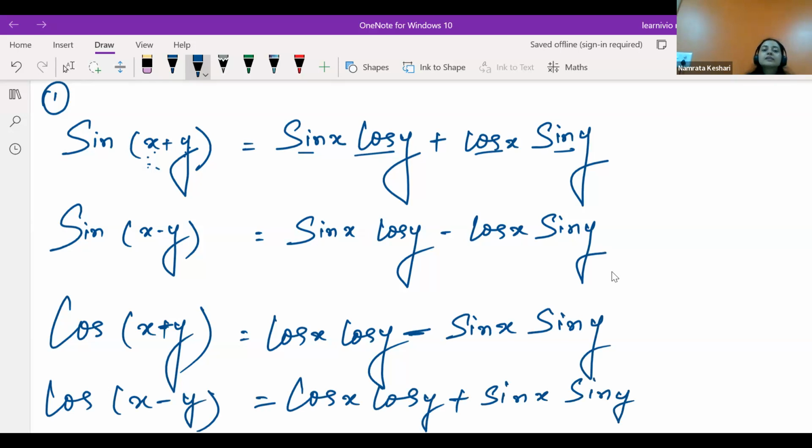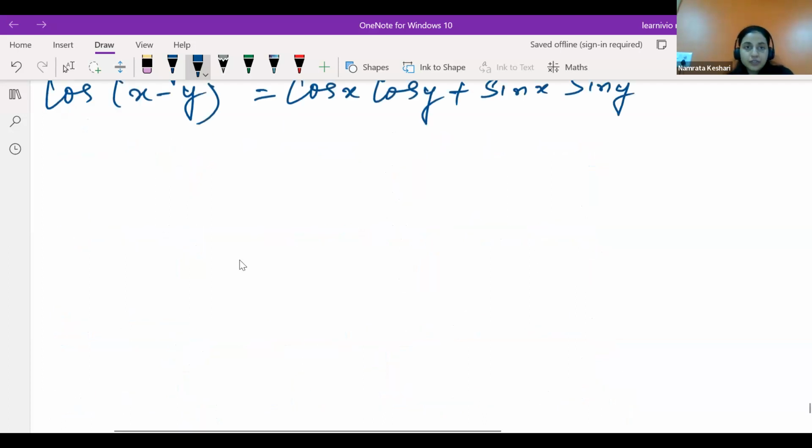Check it. These four formulas are clear to you? Yes or no? Then I'll be taking questions. Is it clear so far? Ali and Alina, is it clear so far? Yes, ma'am. Let's take one question.